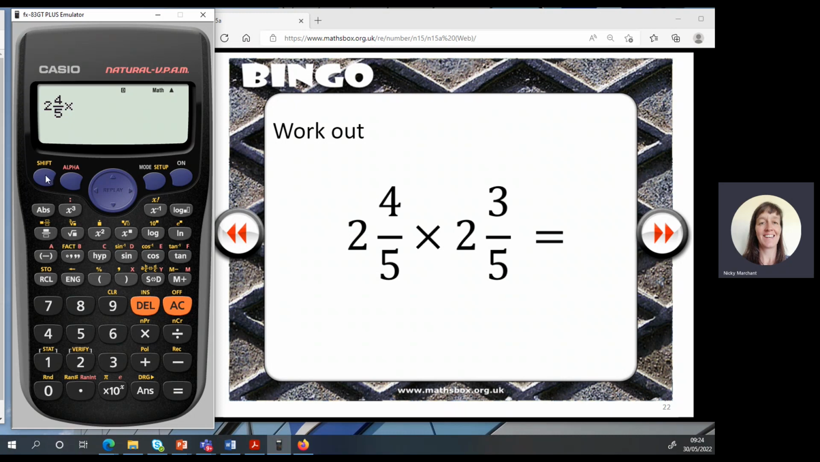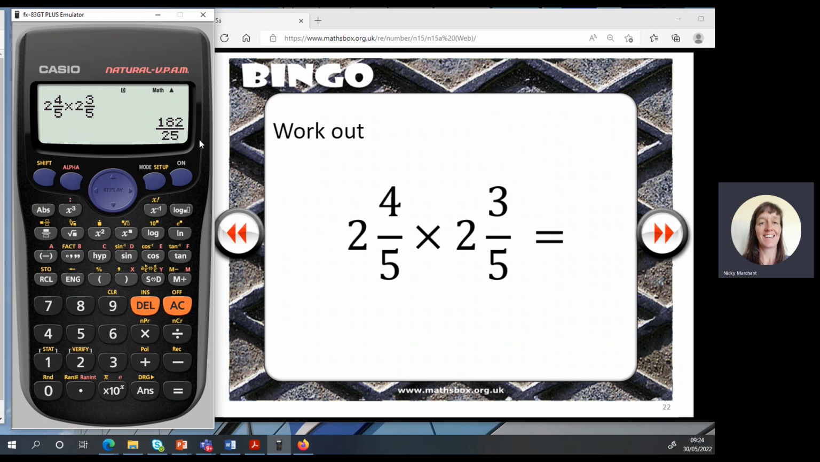Then we do that again. Shift and the fraction. Again, if it had just been a fraction part and no mixed number, you'd have just pressed your fraction button. So again, type the numbers in. 2, cursor across. 3, cursor down. 5, cursor across. And then equals.